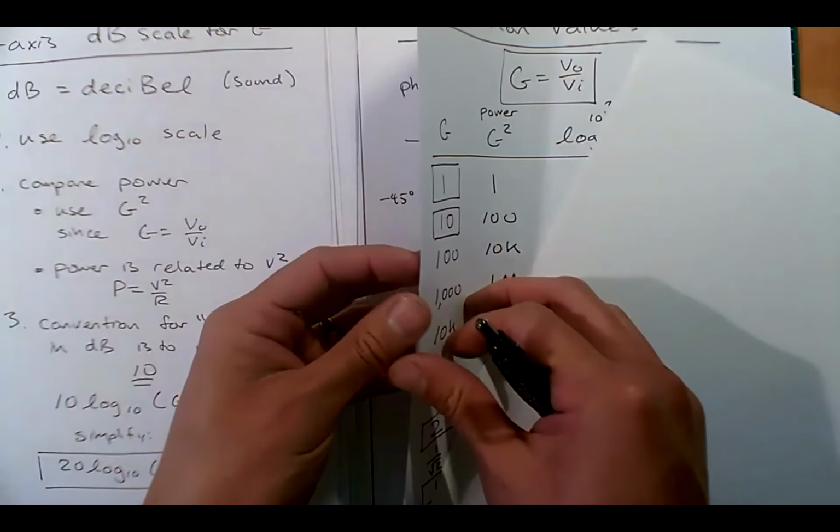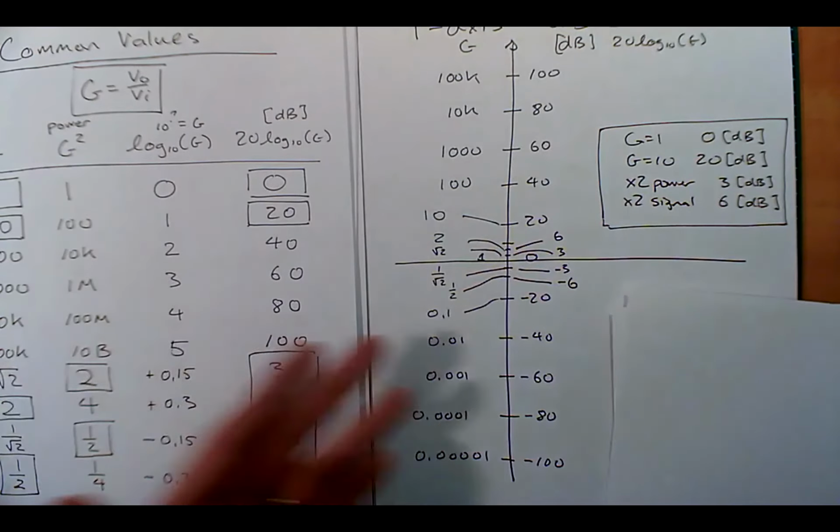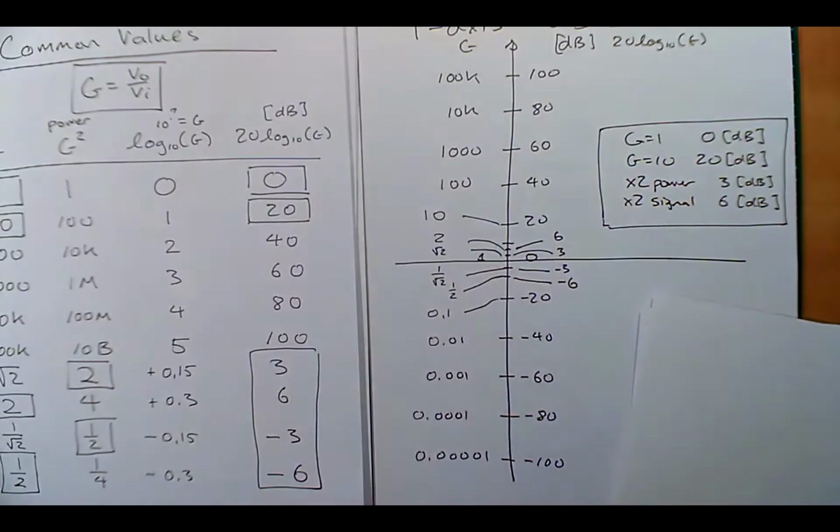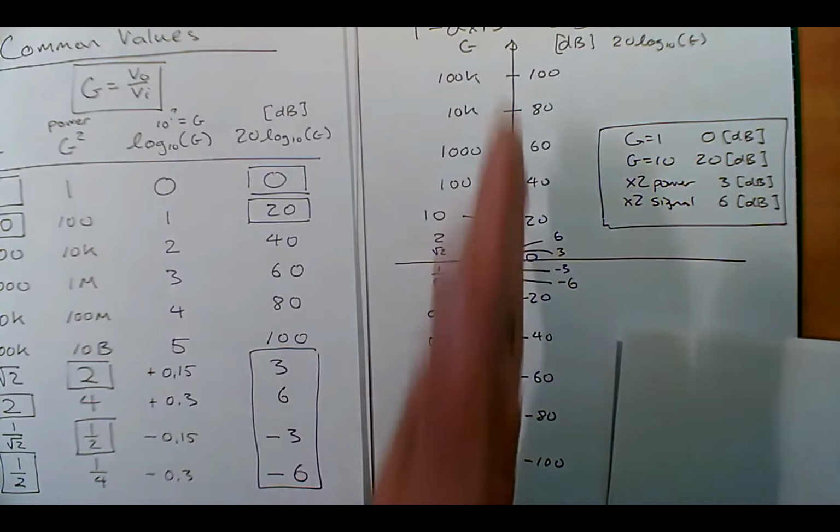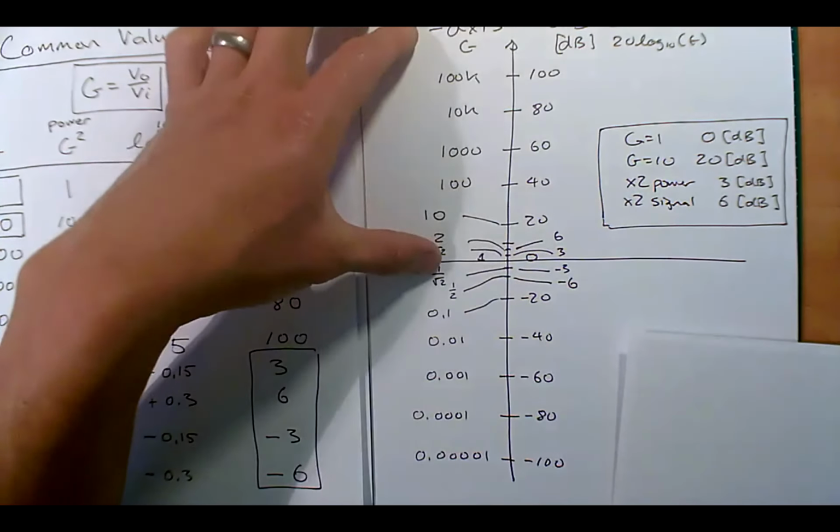Okay, good. All right, so what would that look like on a plot? Just like this. I just took these data and then plotted it in here. Okay, no big deal, right? This is the G scale. Look, this is negative dB, positive dB.